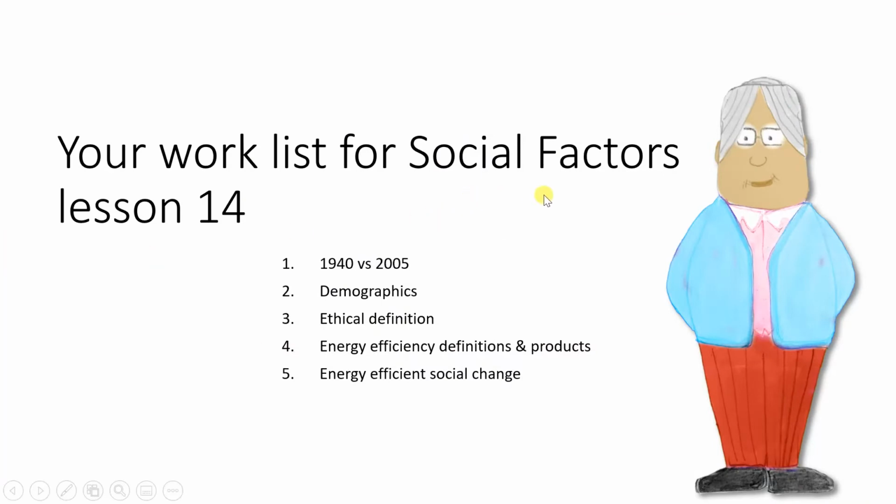Here's your work list for lesson 14 on social factors. You've got 5 tasks. You've got some stats to find out between 1940 and 2005, some demographics you need to investigate, ethical definition, that's the word, energy efficiency definitions and products, and a social change. So 4 and 5 actually go hand in hand, and question 5 is where you're going to write an exam level question.